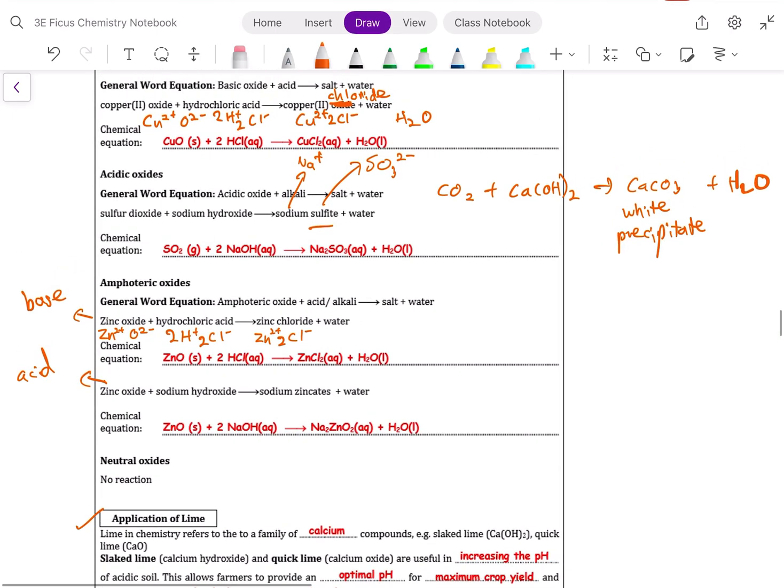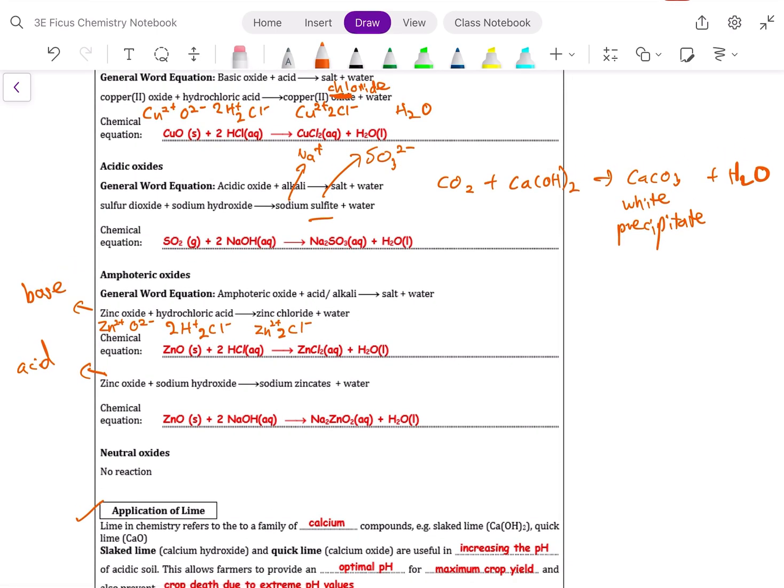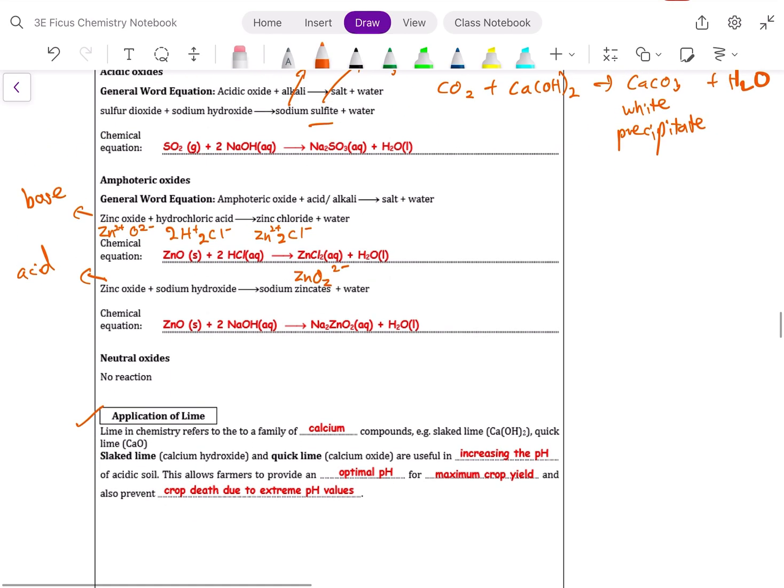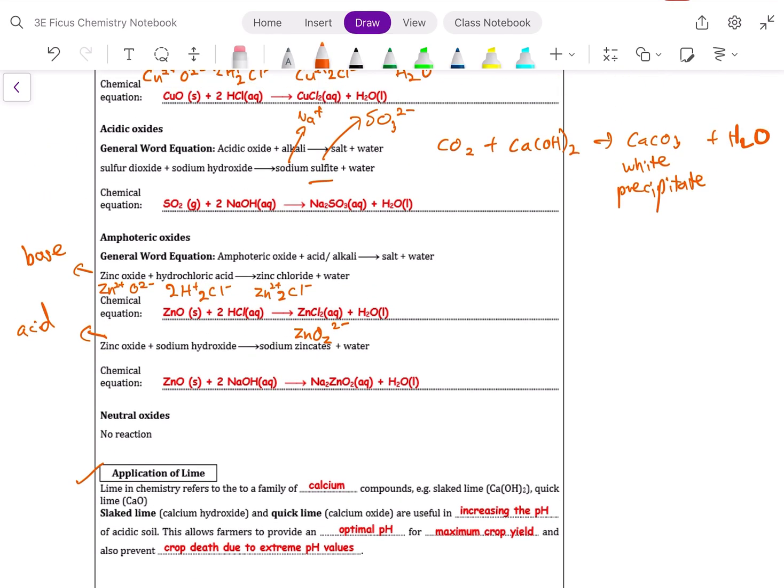Then you have even a weird one. This one you don't really have to know. The zincate is the very weird one, ZnO2 2 minus. That's the zincate. This one I just show you. I think more importantly, what you have to know is that when it's with an alkali, it acts as an acid. That's more important. And of course, neutral oxide is the best. Insoluble in water, no reaction, nothing to learn.